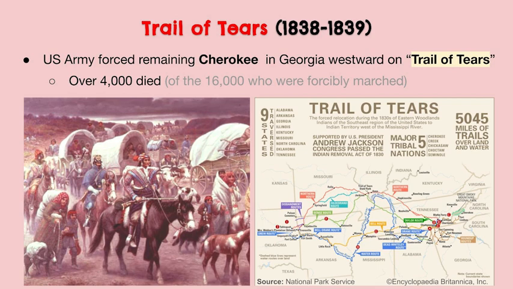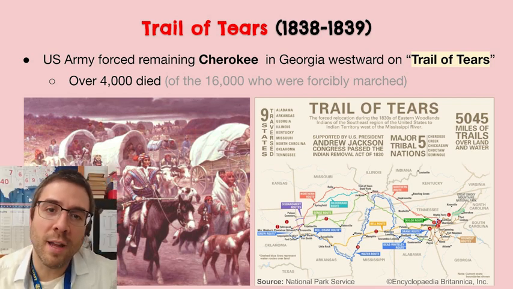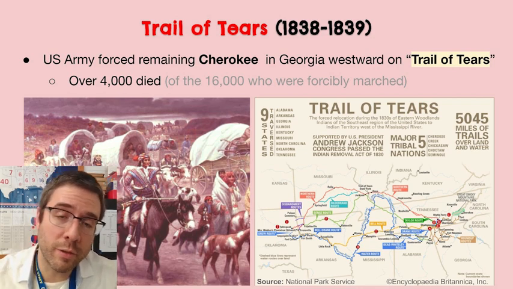Very famously, the Cherokee Nation in Georgia refused to relocate under this policy, and it would take until the next president, Martin Van Buren, where they would be forcefully relocated, and that is the Trail of Tears event in 1838. 16,000 Cherokee forcibly moved to Oklahoma, forcefully walked to Oklahoma, 4,000 die along the way.